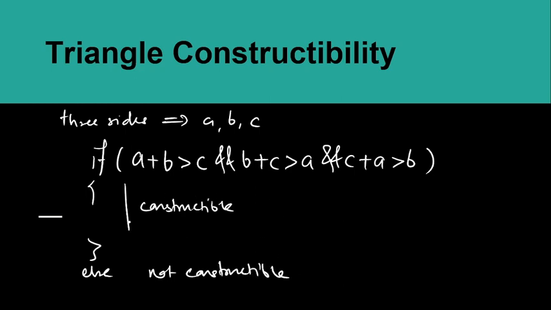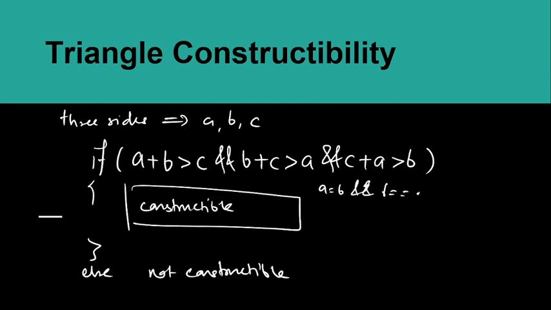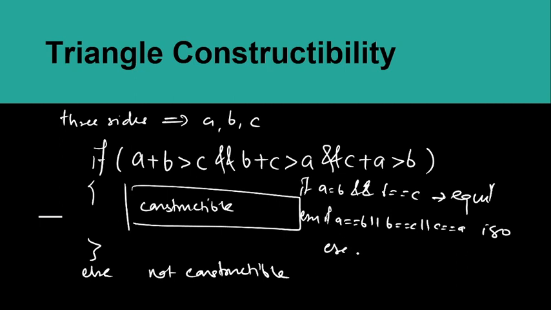Now the further part we need to do is here. We have A, B, C. If A equals B and B equals C, then it is equilateral. This is the if part. In else I can check for any two: A equals B, B equals C, or C equals A. If any two are equal, then it is isosceles. And even if it is not matching with this, then I'll simply say it is scalene.